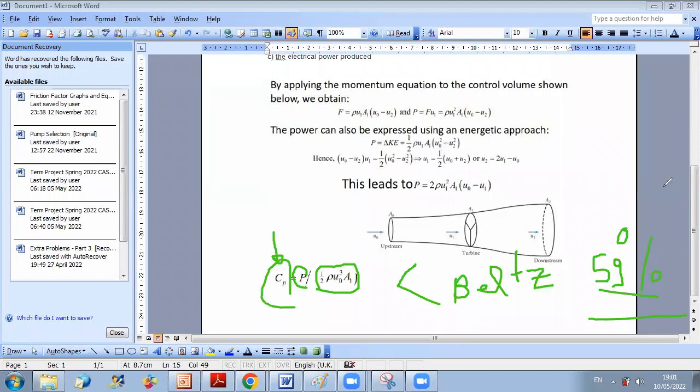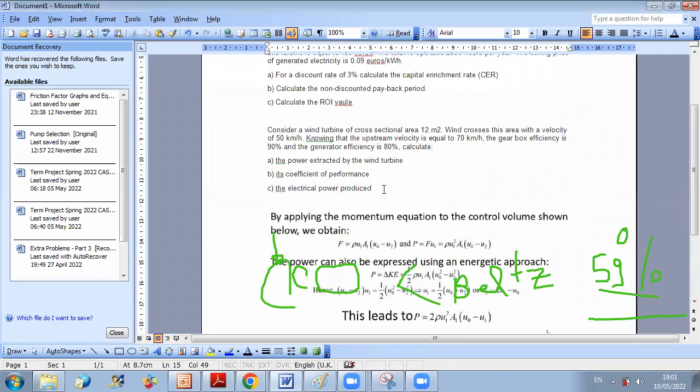Okay, now in the last part, they want us to calculate the electrical power produced. How do I calculate the electrical power? What should I use in this given data to find the electrical power produced? I already calculated the power extracted by the turbine. And also I already calculated the maximum power, the power that is present in the wind.